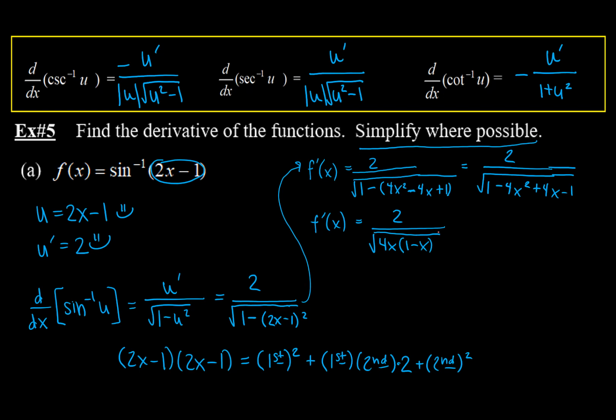Well, I can't take the square root of 1 minus x or the x, but I can totally take the square root of 4. And so that makes it so that the 2's on the top cancel.